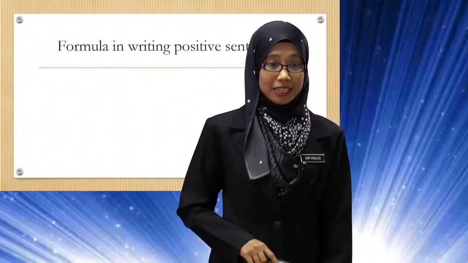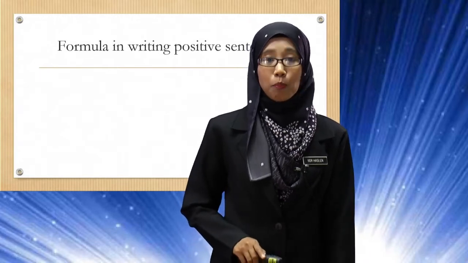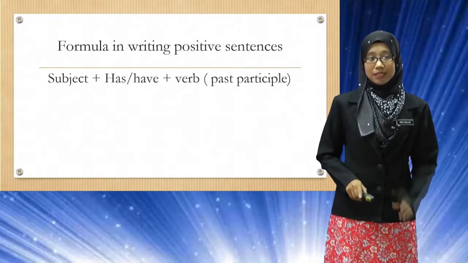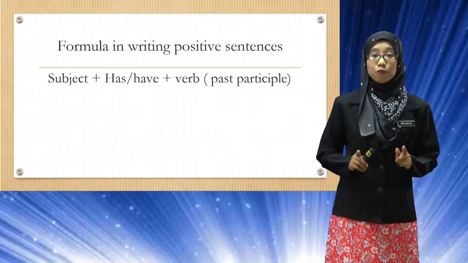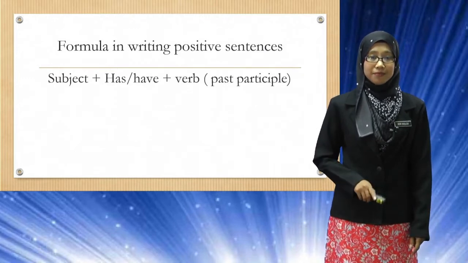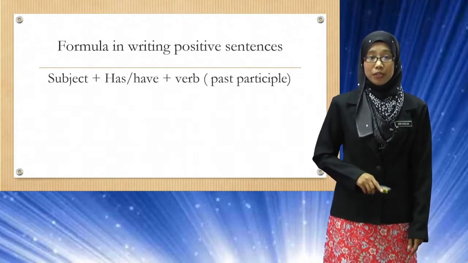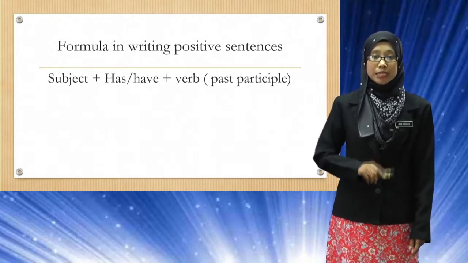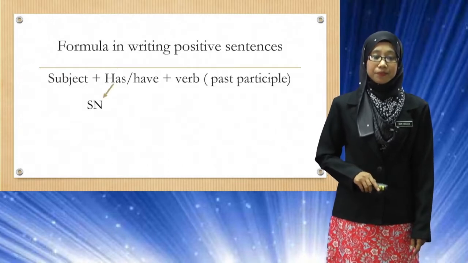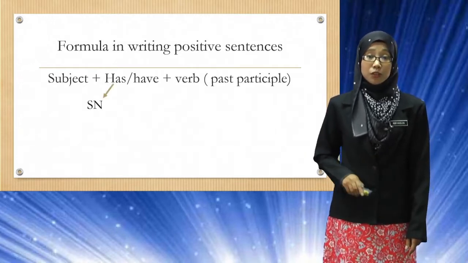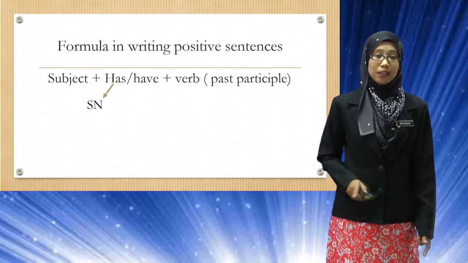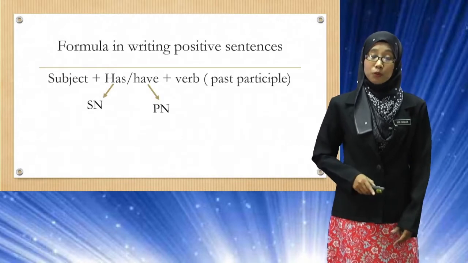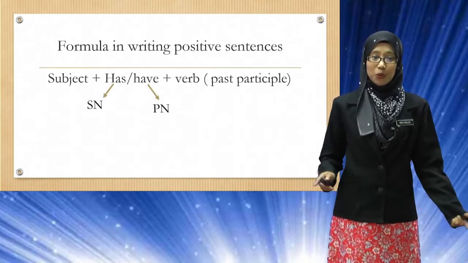Now, we are going to learn how to form present perfect positive sentences. As usual, subject should be placed in front of the sentences. To make it easier, we can use WH question who to identify who is the subject in the sentences. Has is used for singular noun, which is only one in quantity, whereas have is used for plural noun, which is more than one in quantity.